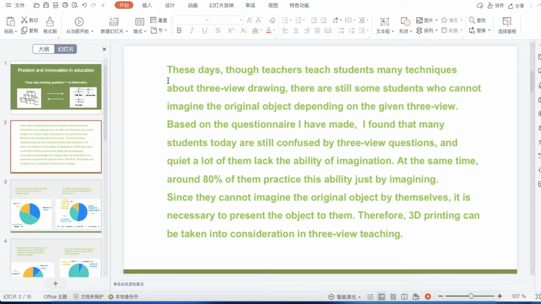These days, though teachers have taught students many techniques about three-view drawing, there are still some students who cannot imagine the original object just depending on the given three-view. Based on my questionnaire, I found that many students today are still confused by three-view questions, and quite a lot of them lack the ability of imagination. At the same time, around 80% of them practice this ability just by imagining. Since they cannot imagine the original object by themselves, it is necessary to present the original object to them. Therefore, 3D printing occurs to me, and I think it can be taken into consideration in the future.